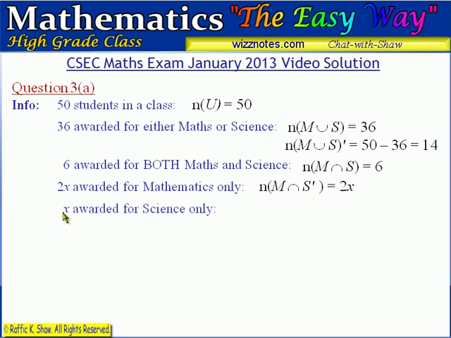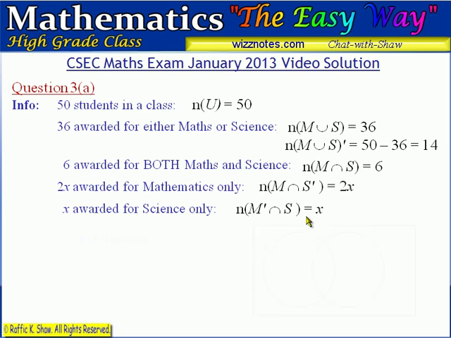And finally, we are told that x students are awarded for science only, and so similarly this will be represented by this set notation. That's the intersection of those not awarded for math and those awarded for science. That would be the set of students who are awarded for science only, and so the number of students in that subset would be equal to x.